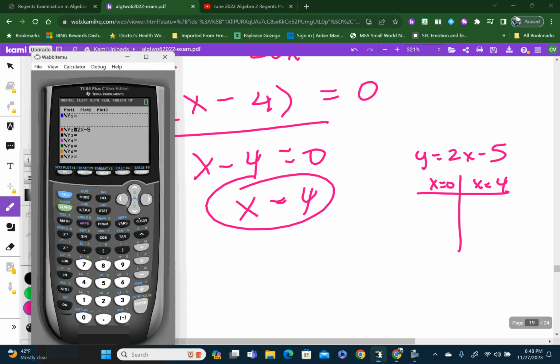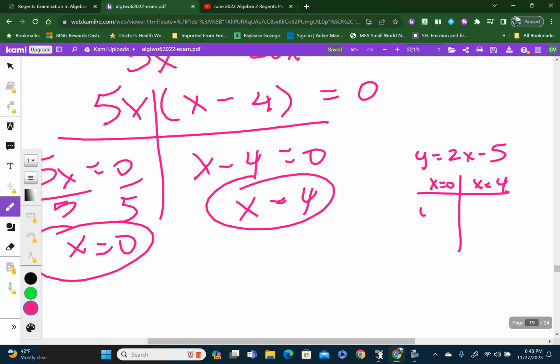If x equals 0, let me go to my table. My y across from that is negative 5. So y equals negative 5. If my x equals 4, across from 4 I see 3. Right? You see that? So across from 4 I see 3. y equals 3. So my two answers are 0, comma, negative 5 and 4, comma, 3.